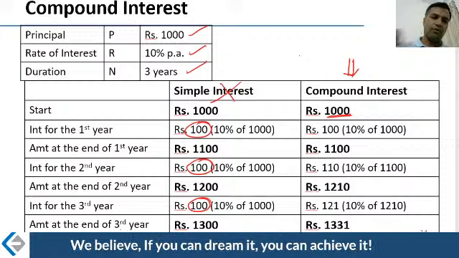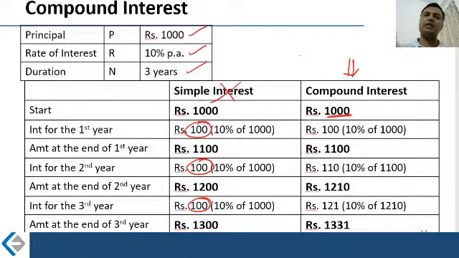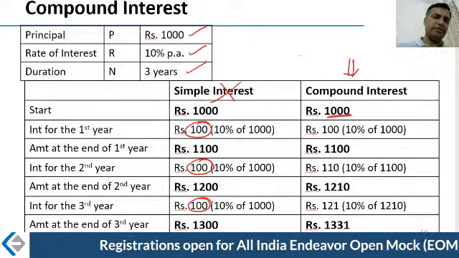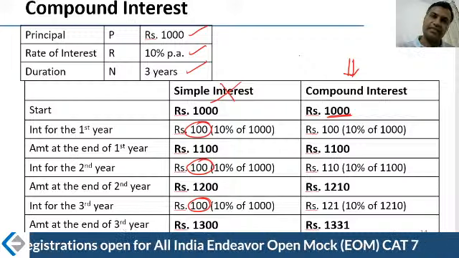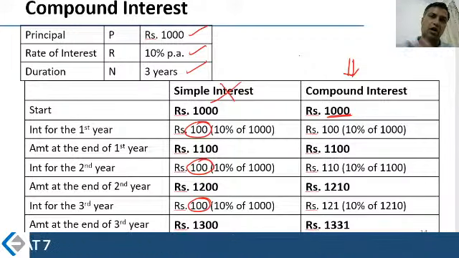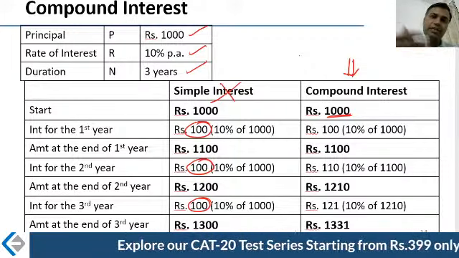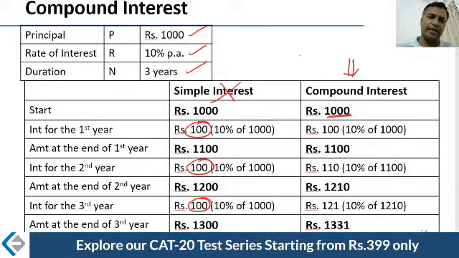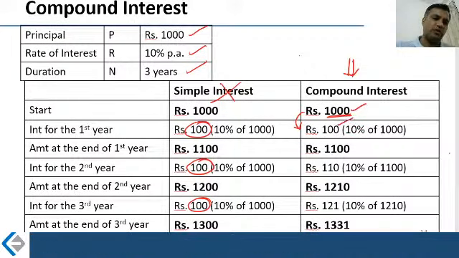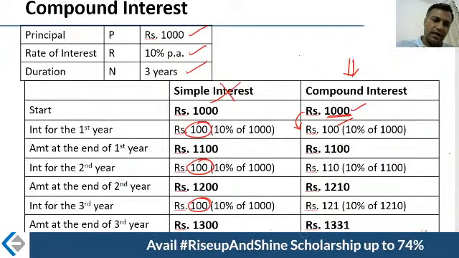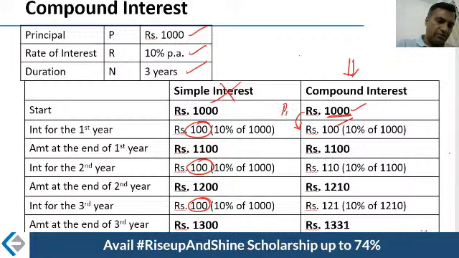But what happens now is that your principal keeps changing at the end of the compounding period. The rate of interest is per annum, and compounding happens every year, which means your principal gets revised every single year. How does it get revised? You add the interest, 100, to 1000, which becomes 1100, the revised principal. If this was my first principal, this is my revised principal.